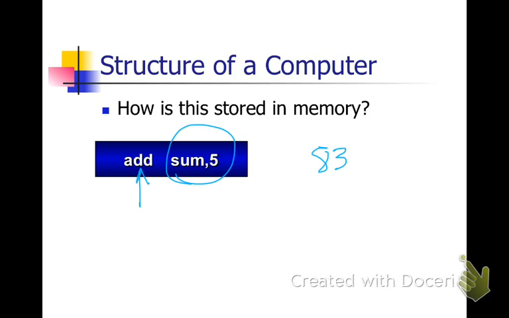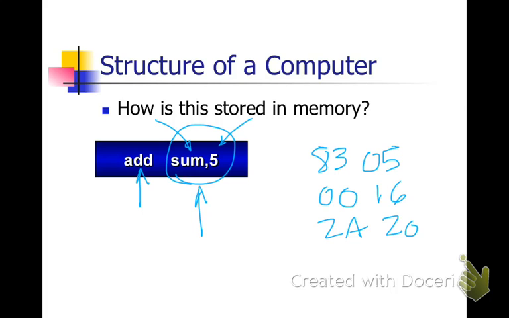I'm going to need another byte that has the information for how I'm addressing each of these operands. So we said that's an immediate value, that is a direct memory address. How I'm addressing is going to be stored in the next byte, and let's just say it looks like that in hex. The next thing that's going to be stored is the address of sum. Well, let's say sum is at 00162820.